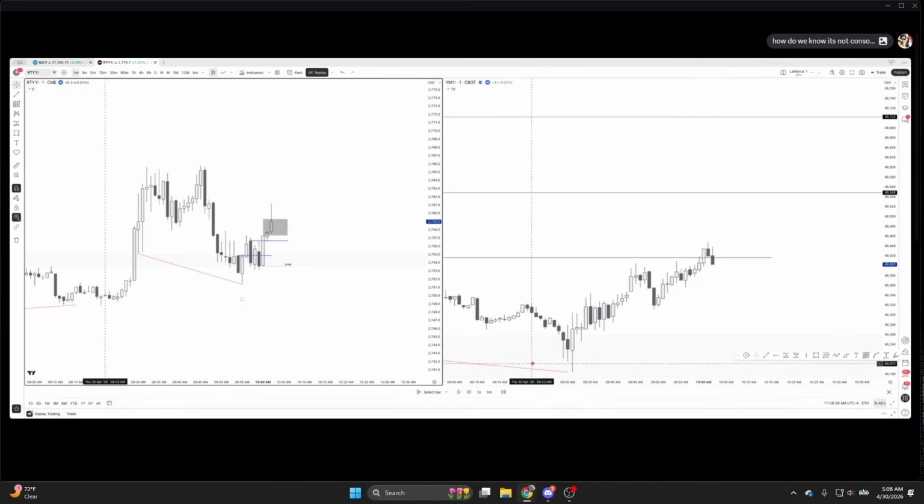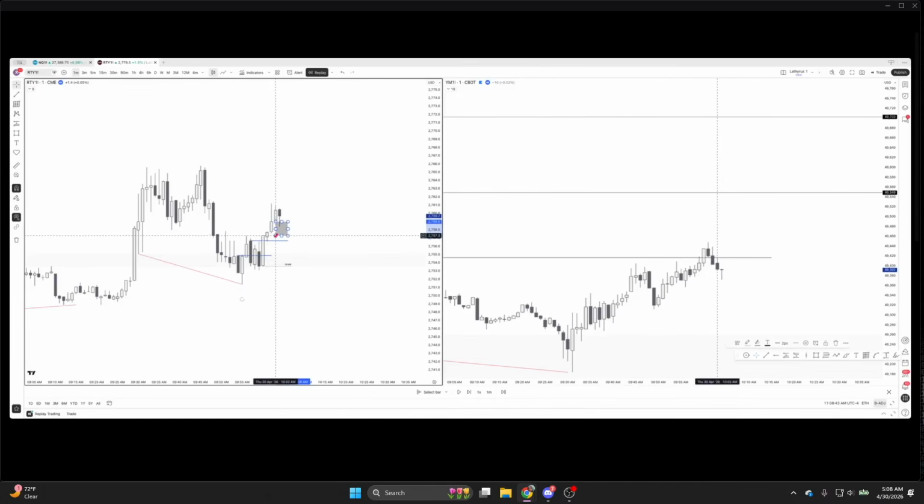So we have a gap that's gonna be printed here. Just wait. Okay, right here, we print the gap. I just long the gap because now my invalidation is the true invalidation. It's this low, 10 a.m. low.